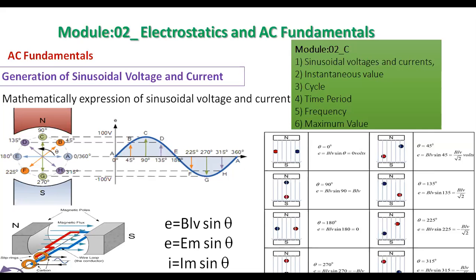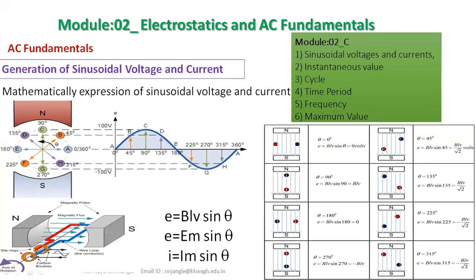Okay, when this conductor is rotated in anti-clockwise direction by an angle of 45 degree, then this EMF induced is given by BLV sine theta, that is BLV sine 45. So it is BLV upon root 2.